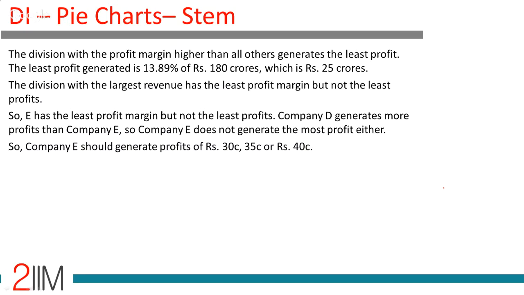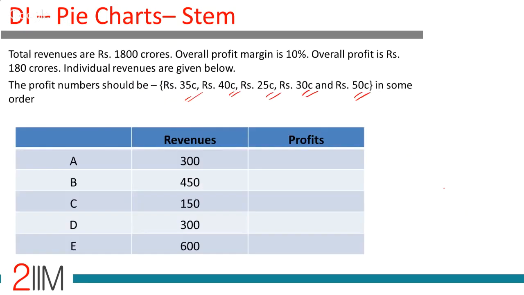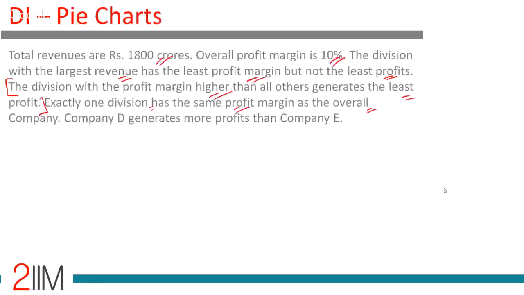Let's come back to our original condition list and see what else we can tease out. We know that C has a profit of 25 crores. Exactly one division has the same profit margin as the overall company. D generates more profits than E. The division with the largest revenue has the least profit margin, but not the least profits. The largest revenue is 600 crores, which E has. It has the least profit margin, but not the least profits. That is one condition which we still need to look at.